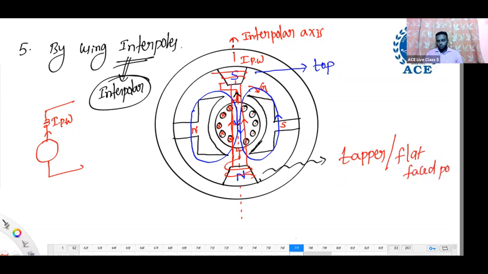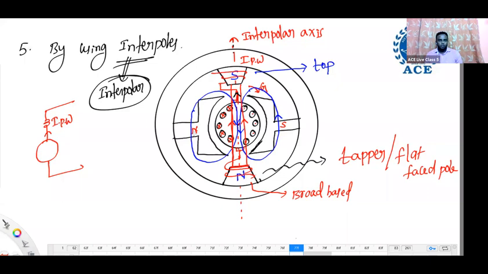Flat faced poles. Face means this one, the pole shoe. This is called flat. It does not have any curvature. Flat it is. And it is having a broad base. Broad based. Broad means the base of the interpole is more, but the face is less.